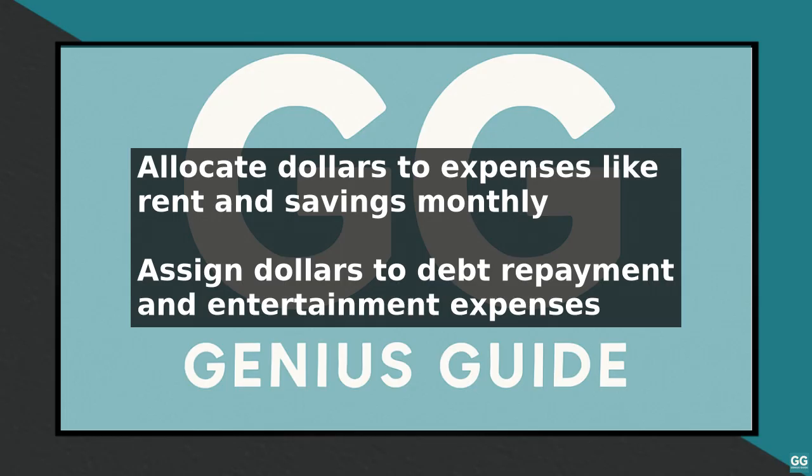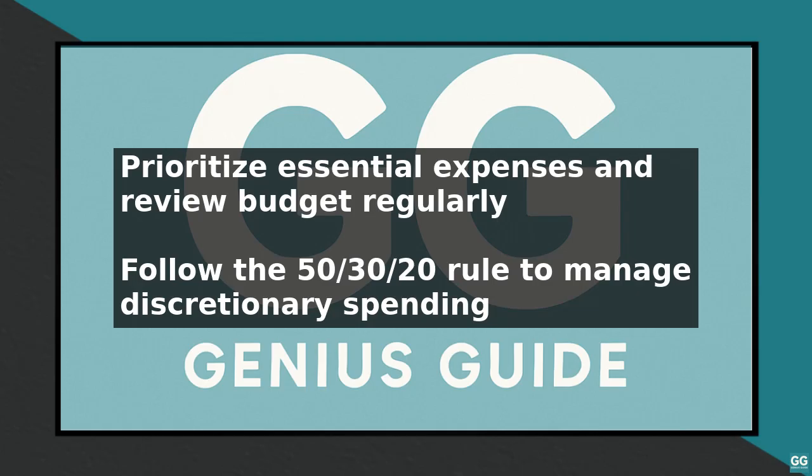A best practice is to prioritize your expenses, starting with essential expenses like rent and utilities, followed by savings and debt repayment. You should also regularly review and adjust your budget to reflect changes in your income or expenses. Another key concept in EveryDollar budgeting is the 50-30-20 rule, where 50% of your income goes towards essential expenses, 30% towards discretionary spending, and 20% towards saving and debt repayment.